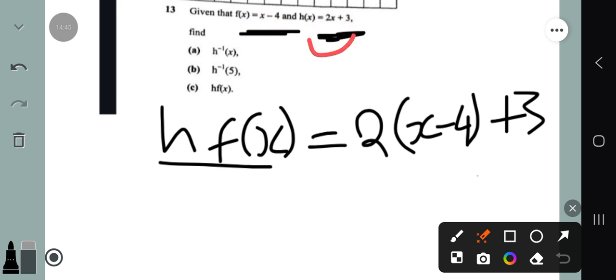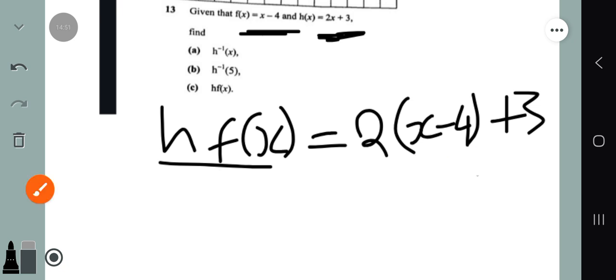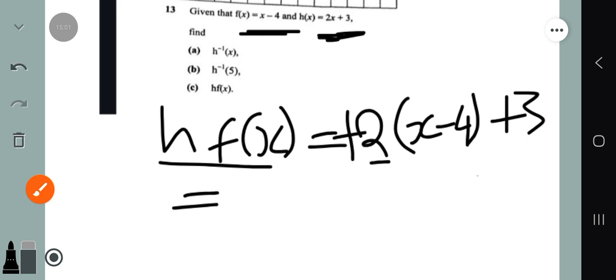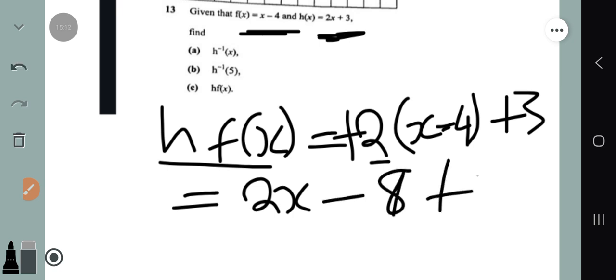We put it inside what? 2x into h(x) where there is x. And then we are going to simplify this. So this gives us 2. We expand 2 times x. Again, 2 times negative 4. Remember here we have positive. So positive 2 times x, it is 2x. Positive times negative, we are going to have negative 2 times 4, we are going to have negative 8 plus what? 3.